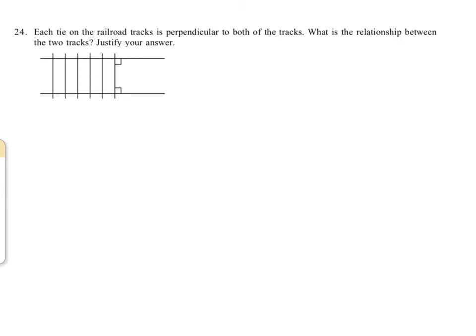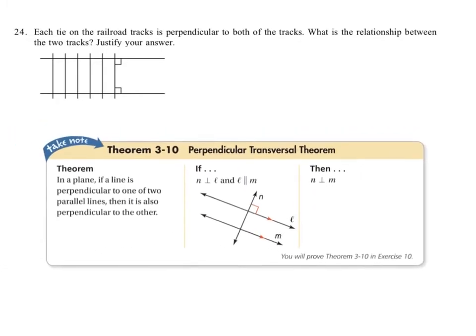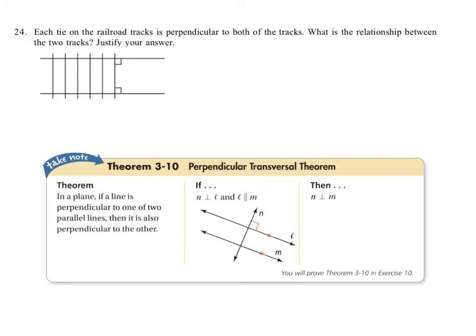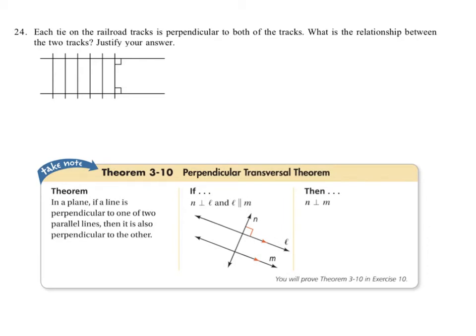Okay, so each tie on the railroad tracks is perpendicular to both the tracks here and here. What's the relationship between the two tracks? Okay, so there's this theorem called the perpendicular transversal theorem that says in a plane, if a line is perpendicular to one of two parallel lines, then it's perpendicular to the other also.